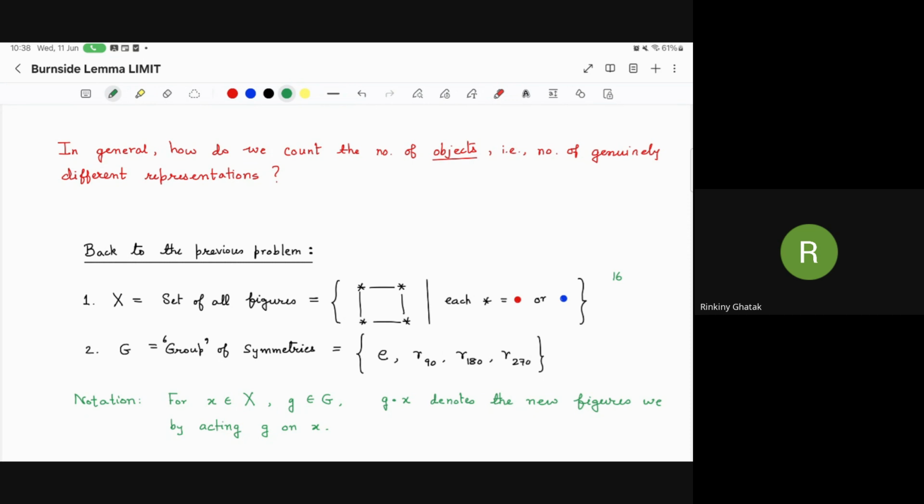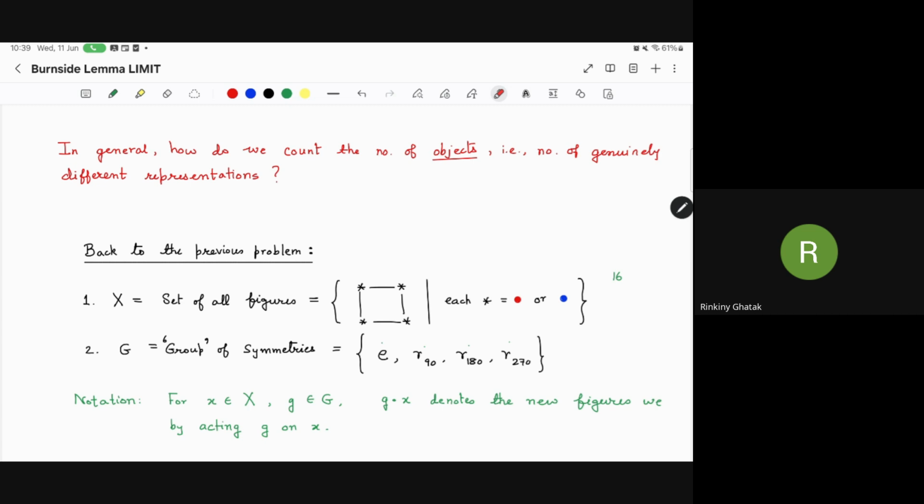Okay. So we have this group of symmetries, which is rotate by 90 degrees. Do it twice, so rotate by 180 degrees, rotate by 270 degrees, or do nothing. These are the 4 things that we can do. I'm representing do nothing by E, and that actually turns out to be a standard notation. Okay. So there are these 4 operations you can perform on any figure. So if you take any figure, rotate by 90 degrees, you get a different figure.